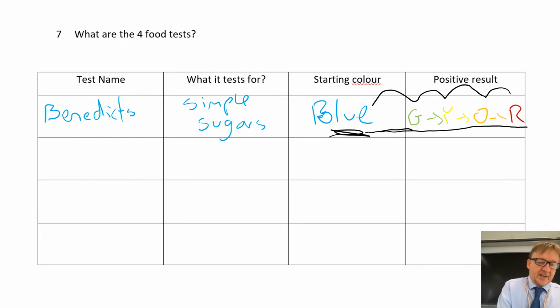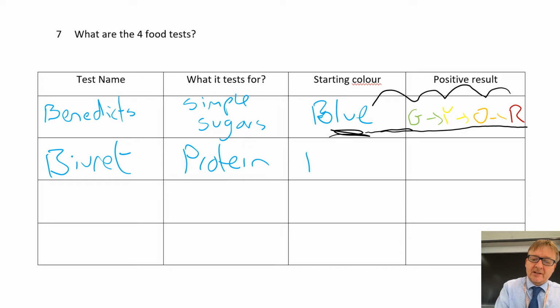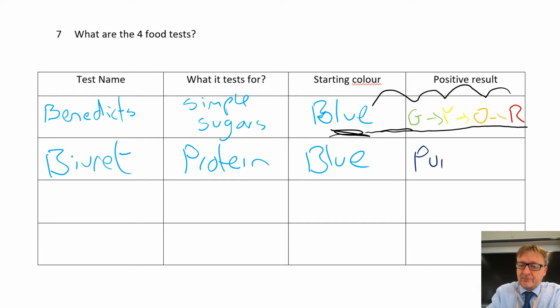Next one is the biuret test. The biuret test is a test for protein. And again, it starts off very much the same colour, blue, but what happens is it goes purple. Now that's supposed to be purple. It looks very black to me, but it is purple. It's kind of like a nice lilac-y, light coloured purple.